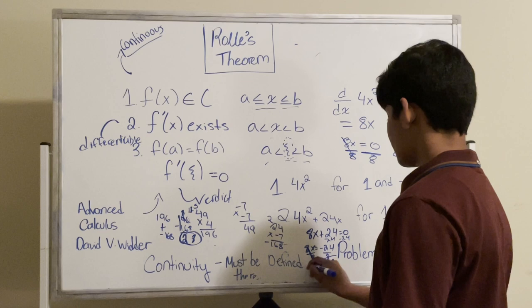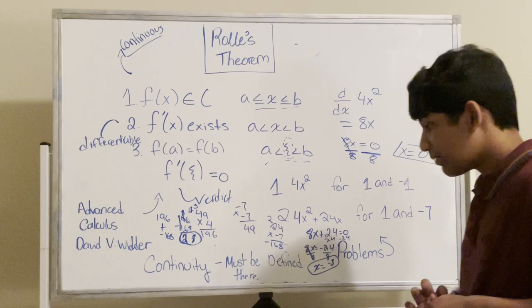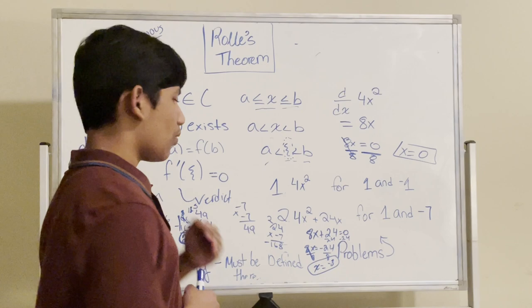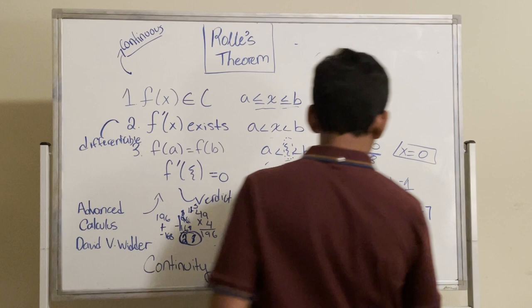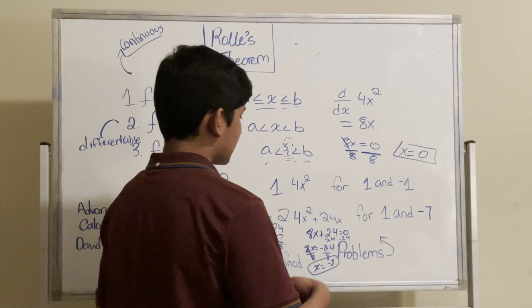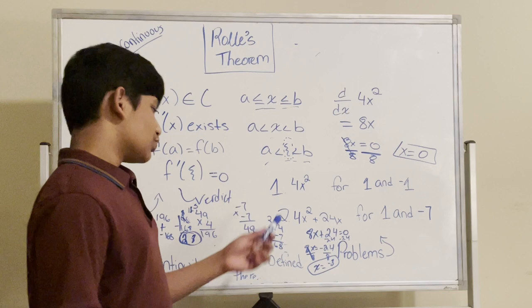So x is equal to minus 3. If we check minus 3, we can see that at x equals minus 3, the slope will be 0. So let's just check. We can't plug it into the original, we have to plug it into the derivative. So minus 3 times 8 is negative 24, and negative 24 plus 24 is 0. So as you can see, minus 3 is our answer.